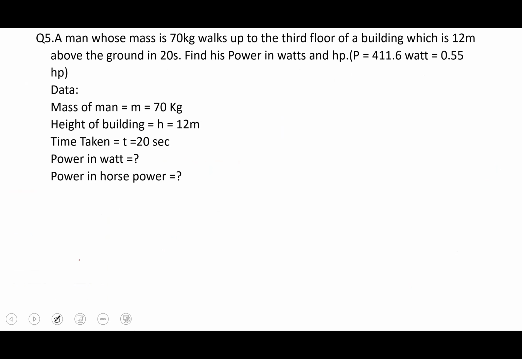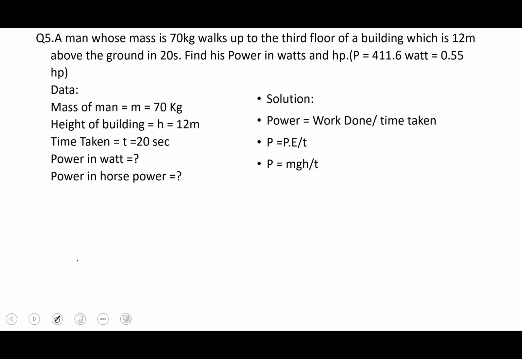Moving on to the next question, question number 5. He says a man whose mass is 70 kilograms walks up to the third floor of a building, which is 12 meters above the ground, in 20 seconds. Find his power in watts and horsepower. The power will have a value of 411.6 watts, and 0.55 horsepower. The mass of the man is 70 kilograms, the height of the building is 12 meters, the time taken is 20 seconds, and we have to find the values in watts as well as horsepower.